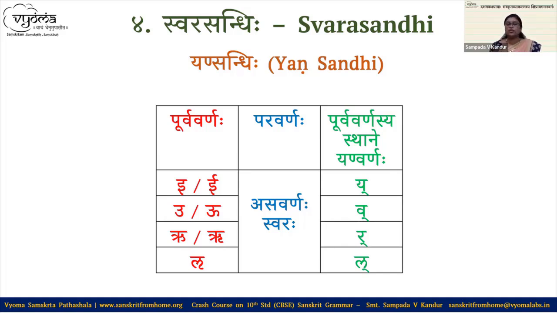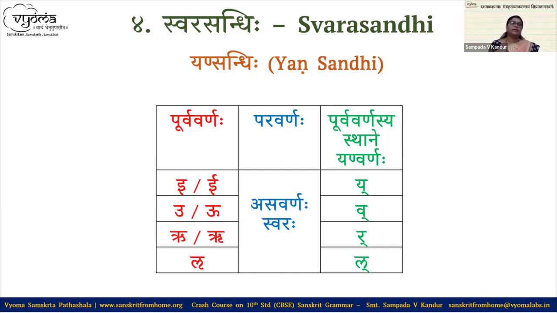It should not be the same Varna. It should not be Savarna. That is Asavarna. If it is the same Varna, then what will happen? Savarna Dirgha will happen there. If I or I is there in Purvapada, and in Uttarapada I or I only comes, then Yana will not happen. Savarna Dirgha will happen. That's why we want any other Swara which is not the same as I or I, which is not the same as U or U, which is not the same as Purvavarna. That is called Asavarna. That Swara comes in Uttarapada, in Paravarna.